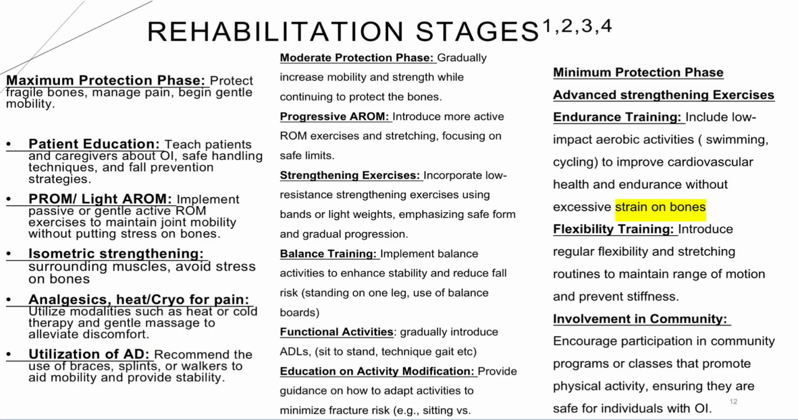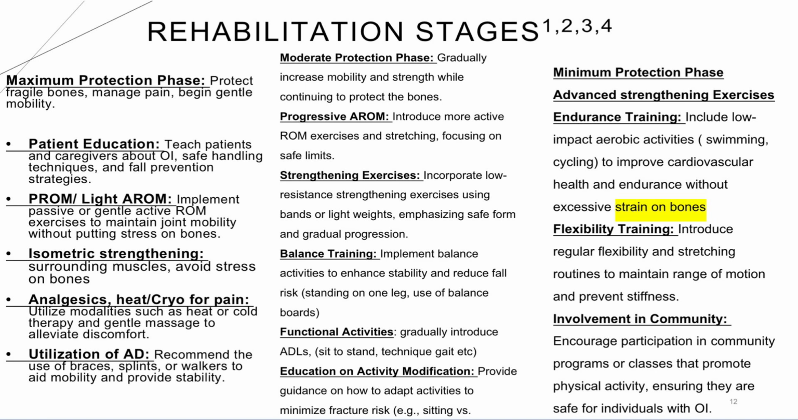Next we get the rehab stages. We have the maximum protection phase. The goal for this phase is to protect the fragile bones, manage pain, and begin gentle mobility. You start with patient education: teaching the patients and caregivers about this condition, safe handling techniques, and fall prevention strategies. Next is passive range of motion and light active range of motion. You implement these two things and some gentle range of motion exercises to maintain joint mobility without putting too much stress on bones.